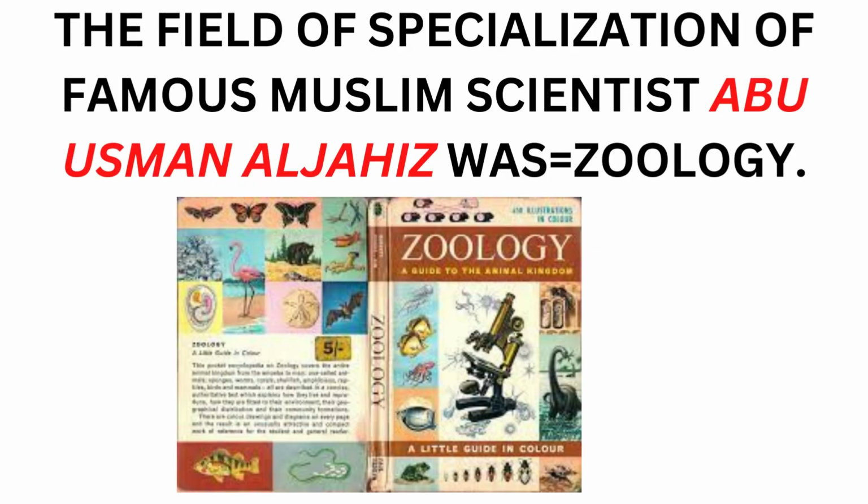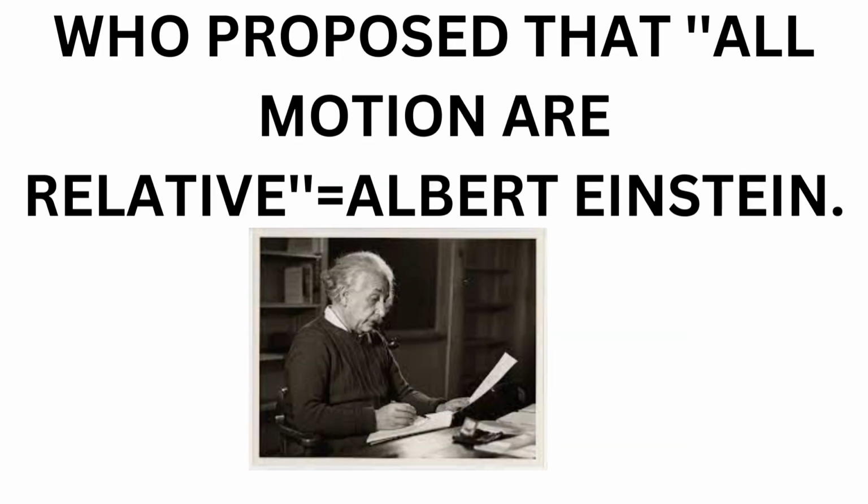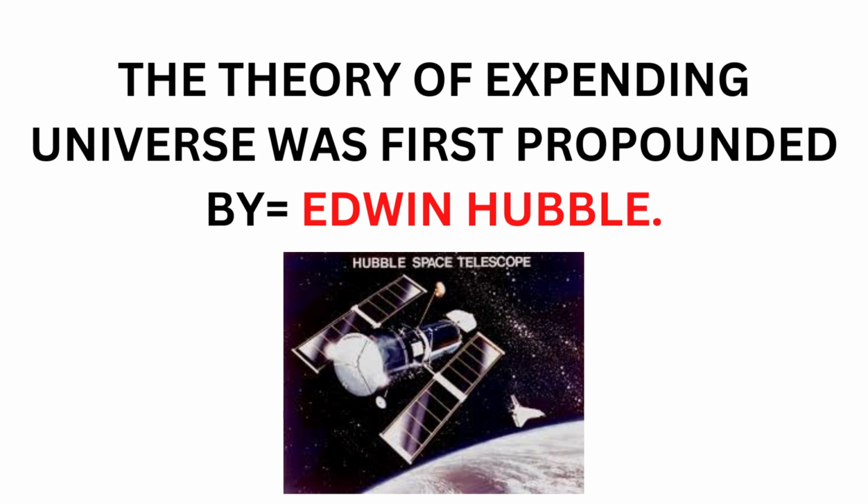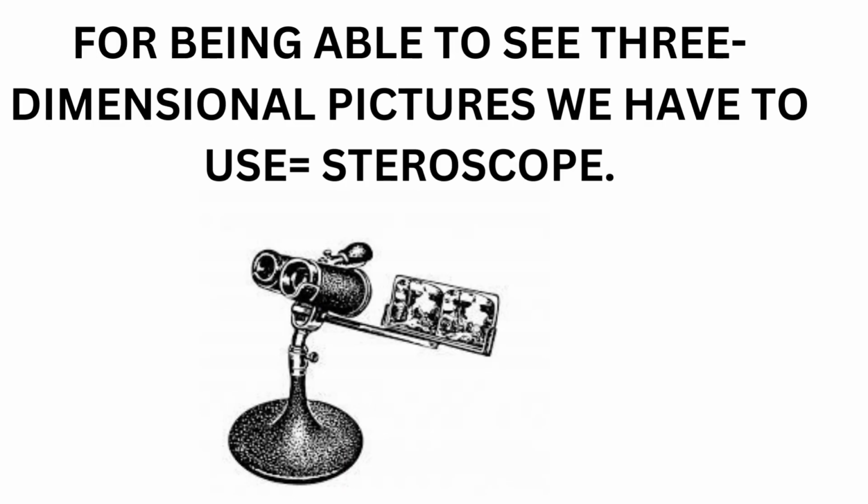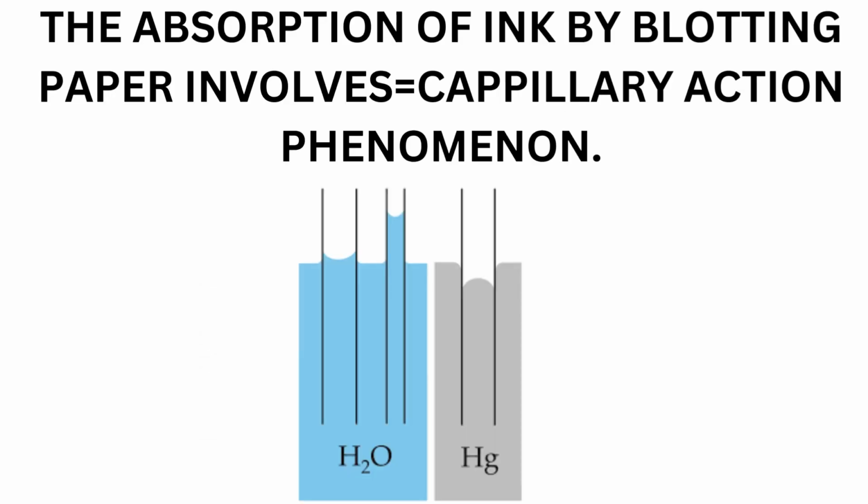And the field of specialization of the famous Muslim scientist Abu Usman al-Jahiz was zoology. And who proposed that all motions are relative? So Albert Einstein proposed it. And the theory of the expanding universe was first propounded by Edwin Hubble. And for being able to see a three-dimensional picture, we have to use a stereoscope. And the absorption of ink by blotting paper involves the phenomenon of capillary action.